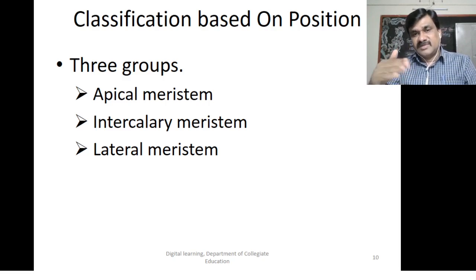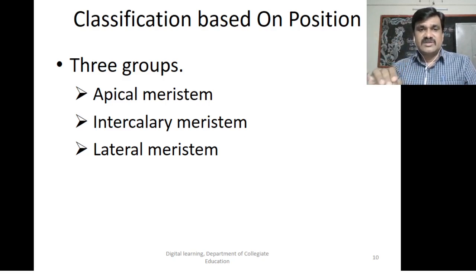Because above the intercalary meristem, the tissue present undergoes differentiation. When the tissue undergoes differentiation, the part of meristematic tissue that remains below the differentiated one is what we call intercalary meristem. And this intercalary meristem is a short-lived meristem.